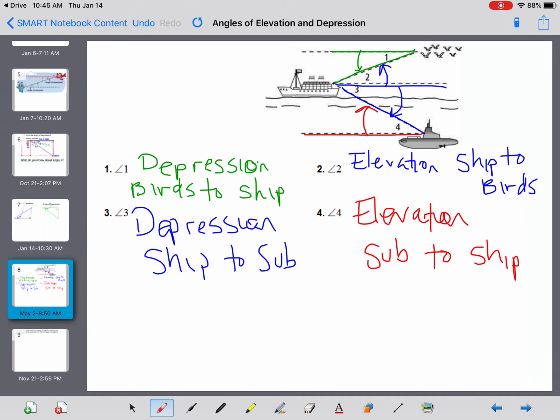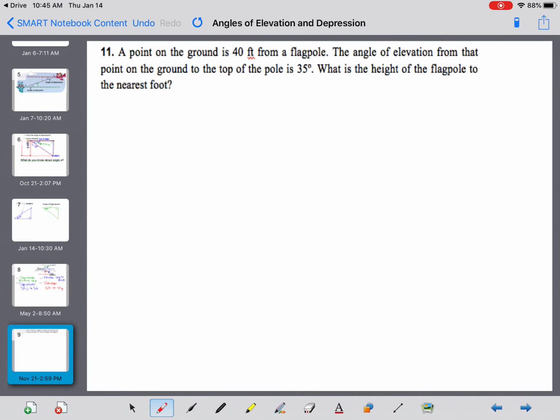I'm going to dive into 2 word problems from your sheet. We're going to start with number 11. It says a point on the ground is 40 feet from a flagpole. The angle of elevation from that point on the ground to the top of the pole is 35 degrees. What is the height of the flagpole to the nearest foot?